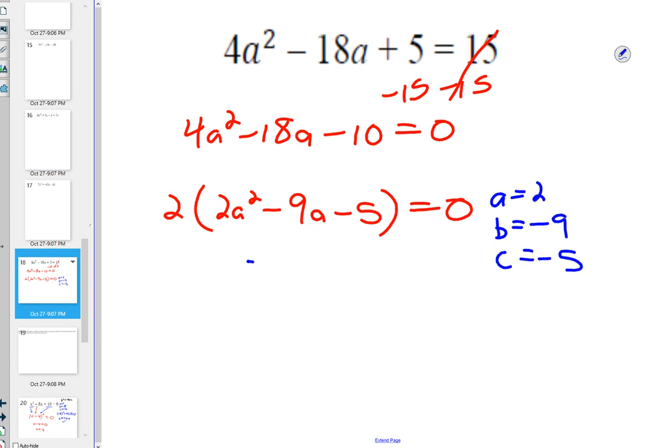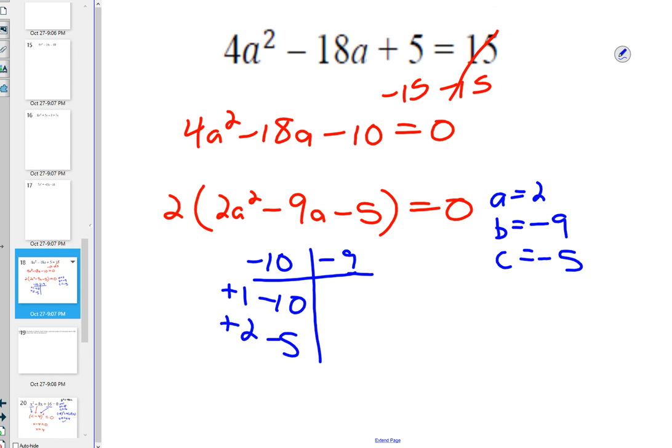2 times -5 is -10. This could very well be one that you could do in your head. But to multiply to get 10 is 1 and 10 and 2 and 5. When the second column is negative, you know the bigger one is going to be negative. But now I've got to figure out, are both of them going to be negative? Since the other one is negative, no, they can't both be negative. This has to be positive. Negative times positive gives you negative. How many of these add up to -9? Yes, 1 minus 10 is negative 9.